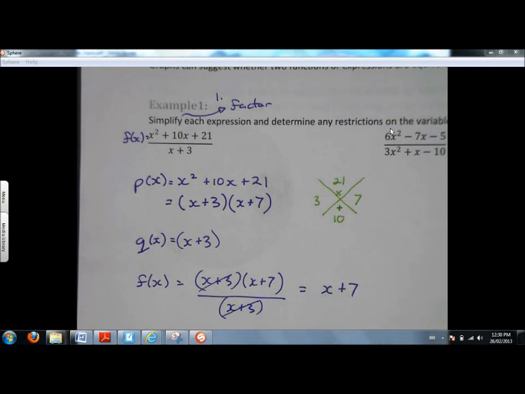For restrictions, so now we have our simplified expression. Wonderful. Next is restrictions.